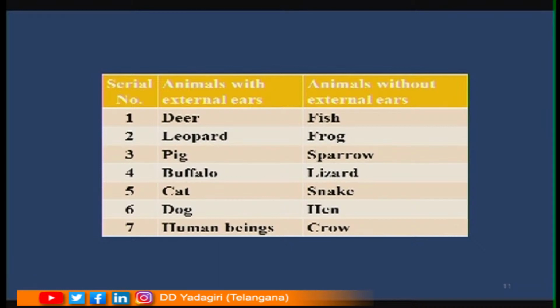Now, do all the organisms lay eggs or do they produce young ones directly? You might have seen different types of organisms in your surroundings, isn't it? Have you observed them carefully? Do they have ears? Now, see in this tabular form that some animals have external ears and some animals do not have external ears. Animals with external ears are deer, leopard, pig, buffaloes, cats, dogs, human beings, etc. And animals without external ears are fish, frog, sparrow, lizard, snake, hen, crow, etc. So, some animals have external ears and some do not.